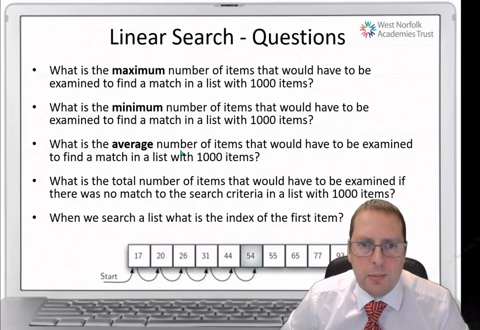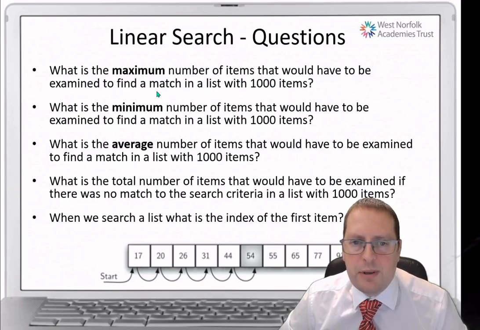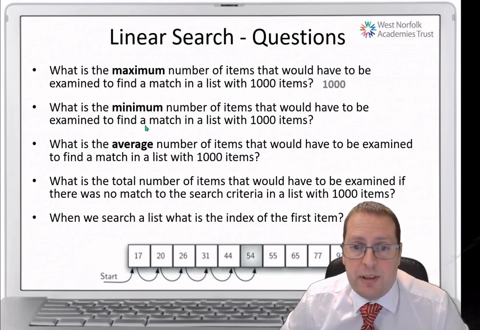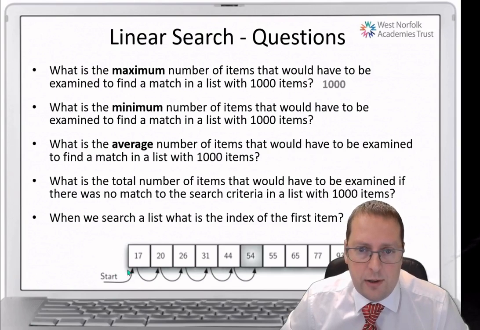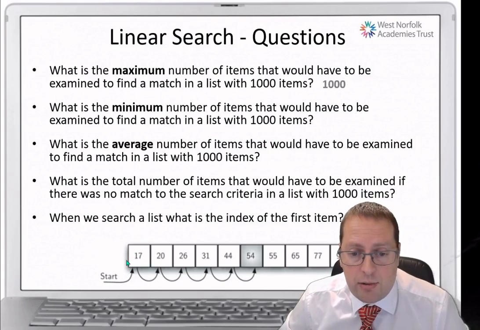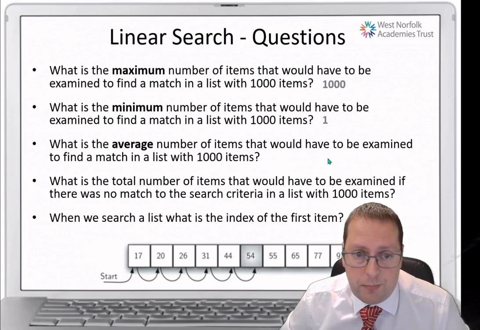So we're going to pick up looking at the linear search. What is the maximum number of items that would have to be examined to find a match in a list with 1,000 items? Well, the answer for that is going to be 1,000 items you'd have to search through. What is the minimum number of items you'd have to examine to find a match in a list with 1,000 items? Well, if the item you were looking for was right at the start, then you would find it in one hit straight away. So the answer is 1.